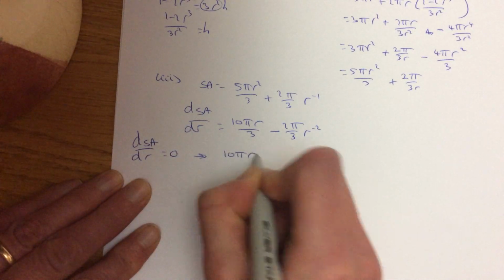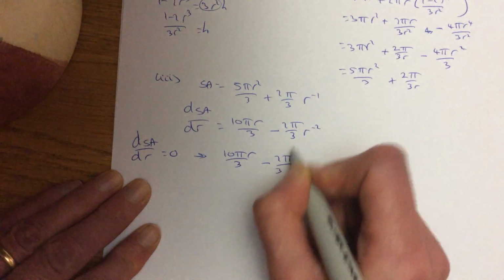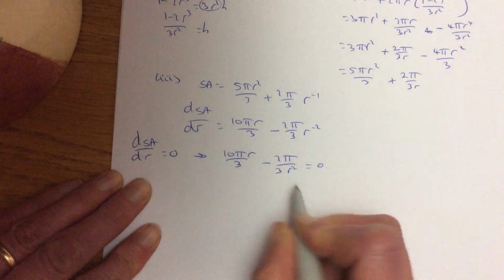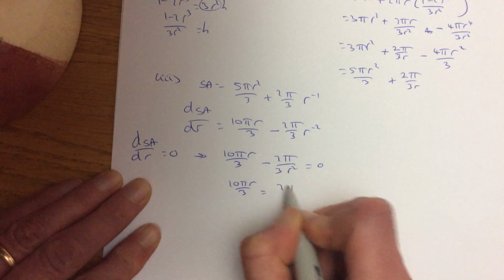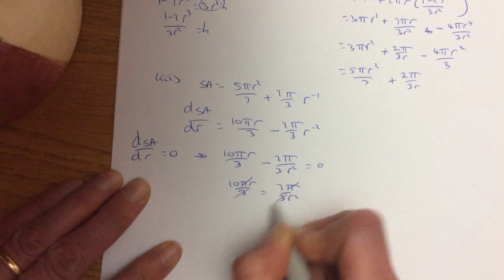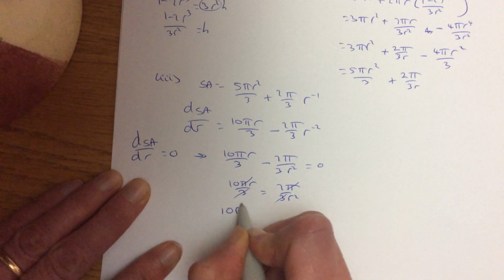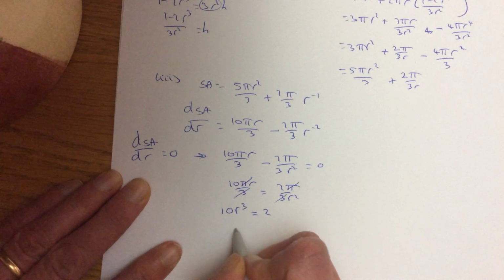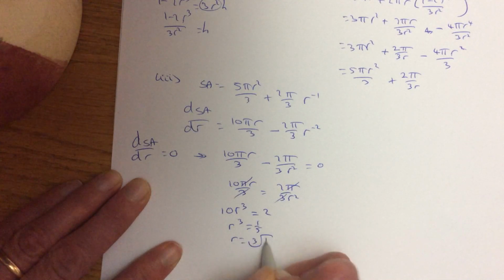So it's 10 pi r over 3 minus 2 pi over 3. I'm just going to pop that in the bottom. Bring that over to the other side. So 2 pi over 3r squared. Pi's on top line, 3's in the bottom line, you can cancel off. Now I can cross multiply. 10r cubed equals 2. So r cubed equals a fifth. So r equals the cube root of a fifth.